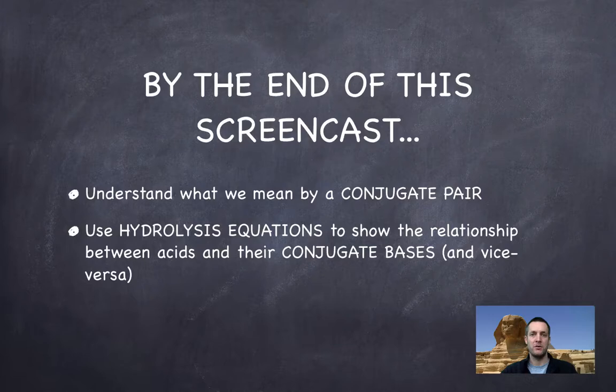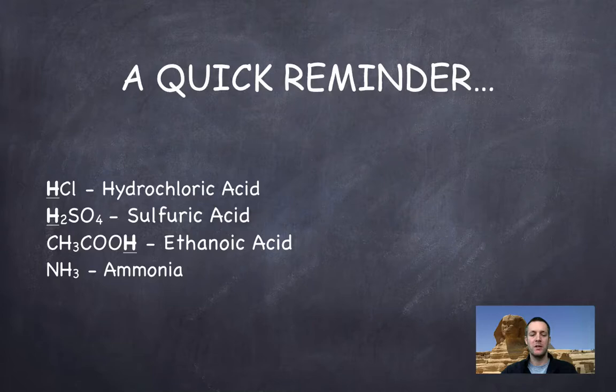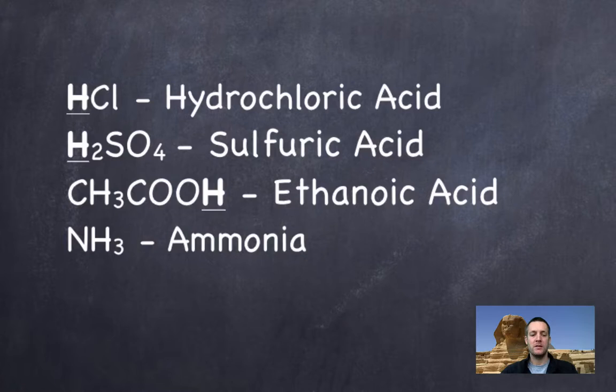And we're going to use things called hydrolysis equations to show how an acid can turn into its conjugate base, and how a base can turn into its conjugate acid. To begin with, we're just going to have a quick reminder of some of the important acids and bases that we've been introduced to. Everything that we do in this film is going to be related to these four acids and bases. So we've got hydrochloric acid, sulfuric acid, and ethanoic acid, three acids, and a base called ammonia.